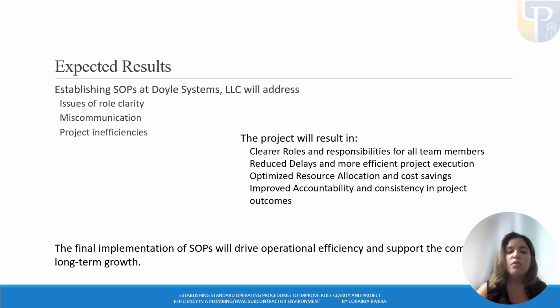Now, the expected results are still very vague since we're at the beginning of the project, but we hope to establish SOPs at Doyle Systems that will address the issues of role clarity, miscommunication, and project inefficiencies. These will result in clearer roles and responsibilities for all team members, reduced delays and more efficient project execution, optimized resource allocation and cost savings, and improved accountability and consistency in project outcomes. The final implementation of SOPs hopefully will drive operational efficiency and support the team for long-term growth of the company.